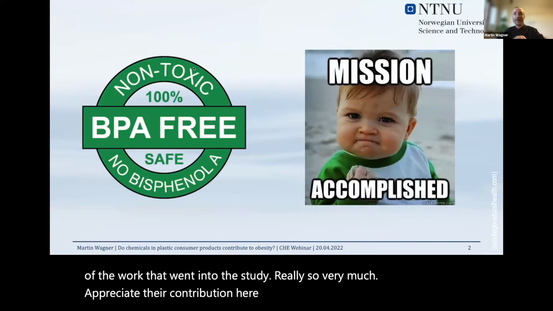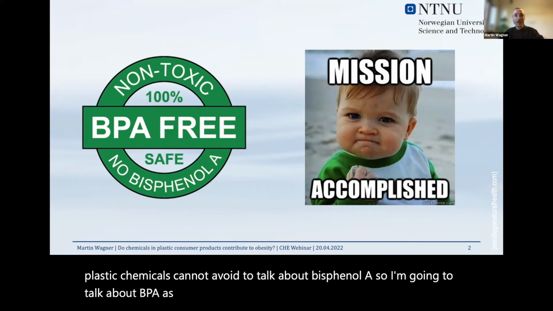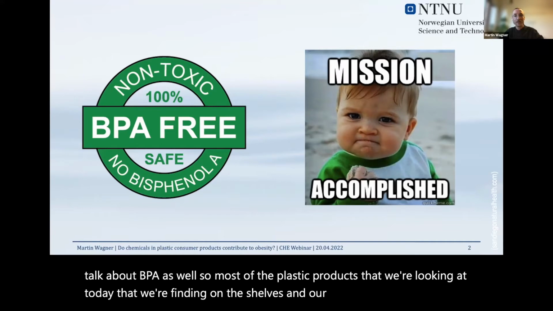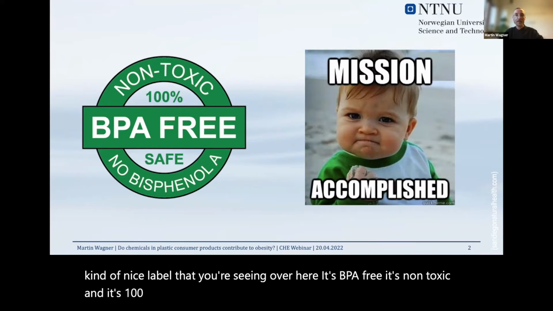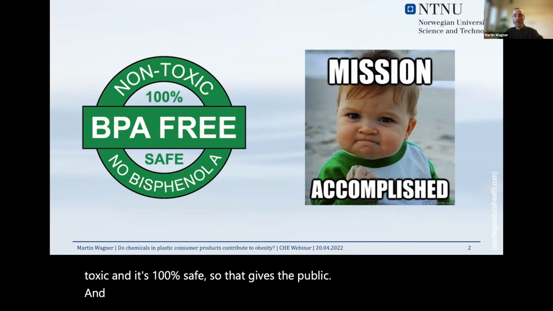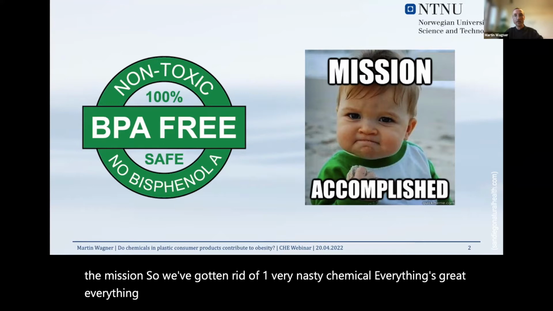So I think every presentation about plastic chemicals cannot avoid talking about bisphenol A. So I'm going to talk about BPA as well. Most of the plastic products that we're finding on the shelves in our supermarkets contain that kind of nice label that you're seeing over here. It's BPA free, it's non-toxic, and it's 100% safe. So that gives the public and also our decision makers the impression that we have accomplished the mission. We've gotten rid of one very nasty chemical. Everything's great, everything's safe, so there's not a problem with plastics in a chemical sense.